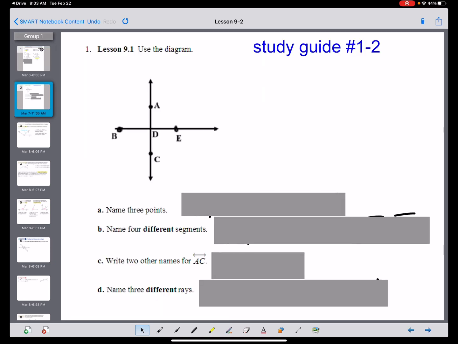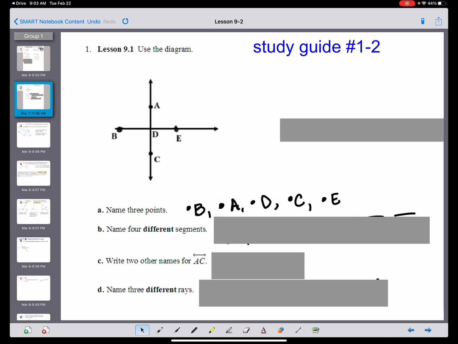All right, in this one, your job, given the diagram, is to name 3 points. I'm going to list all of the possible points, and you just need to choose 3 of them. Point B, point A, point D, point C, and point E are all points in this diagram. Letter B. Find or name 4 different segments.